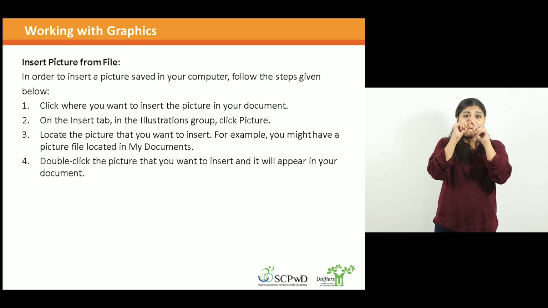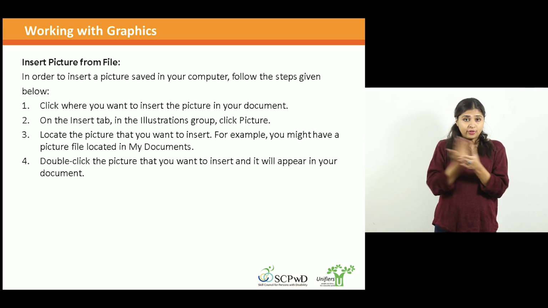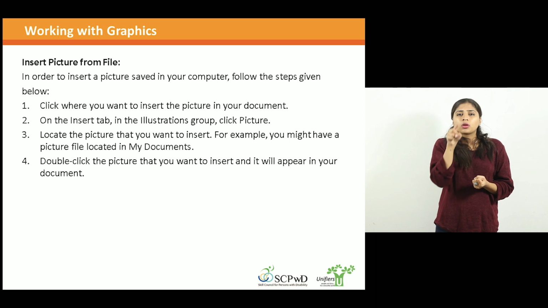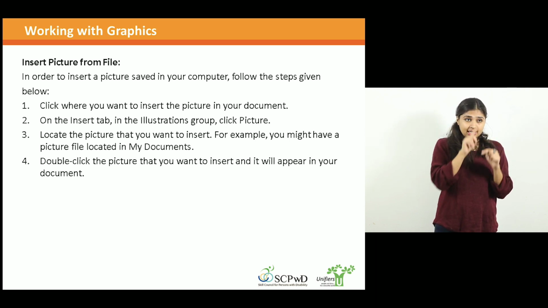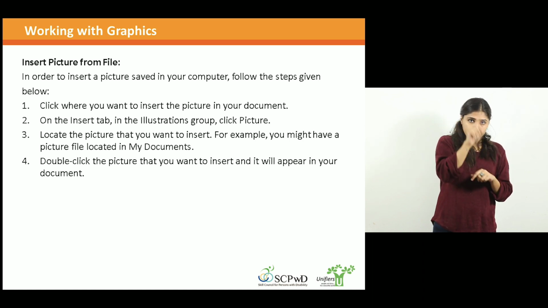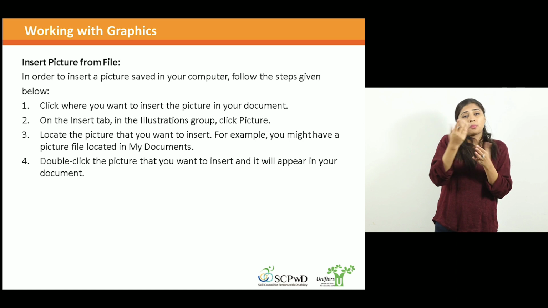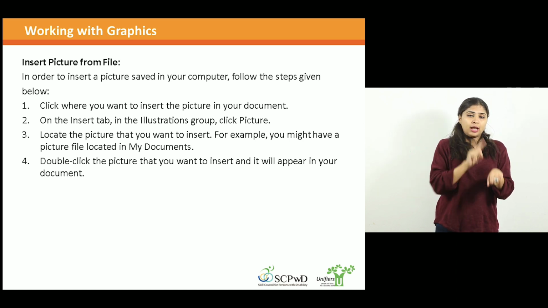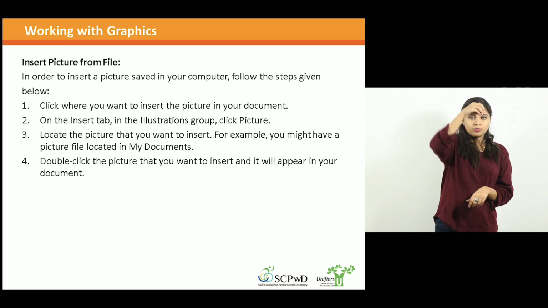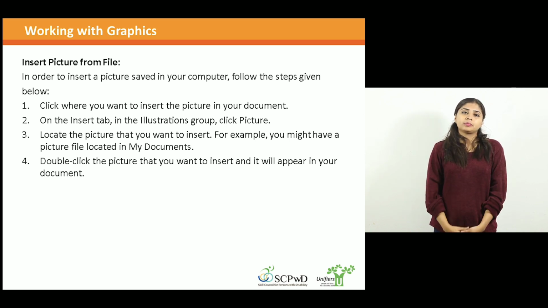Insert picture from file. In order to insert a picture saved in your computer, follow the steps given below. Number 1. Click where you want to insert the picture in your document. Number 2. On the Insert tab in the Illustrations group, click Picture. Number 3. Locate the picture that you want to insert. For example, you might have a picture file located in My Documents. Number 4. Double-click the picture that you want to insert.